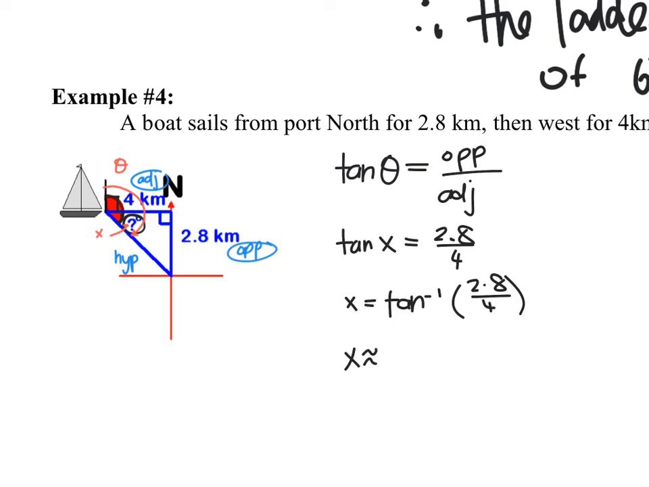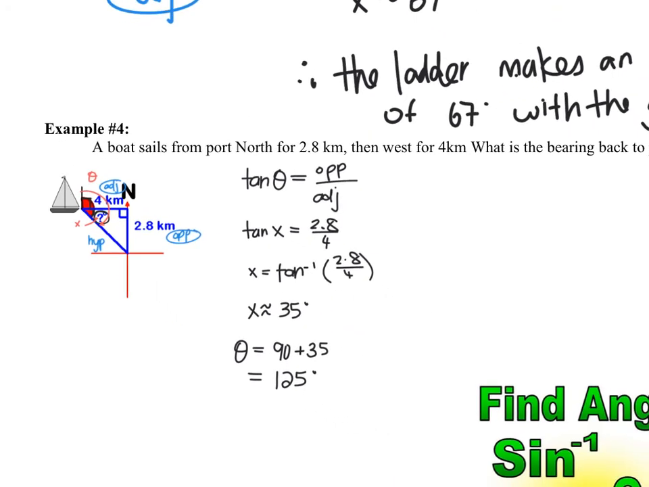And we're going to get approximately 35 degrees. And now this is not our bearing. Okay, our bearing is the 90 degrees from the diagram plus the 35, which gives us 125 degrees. Now you were given the diagram, so that helps. Okay, so now we can write our therefore statement.